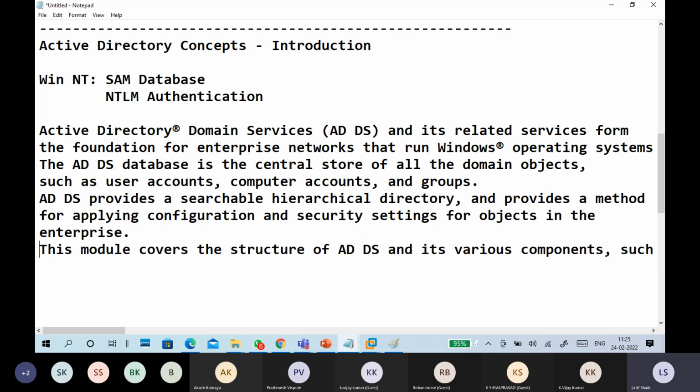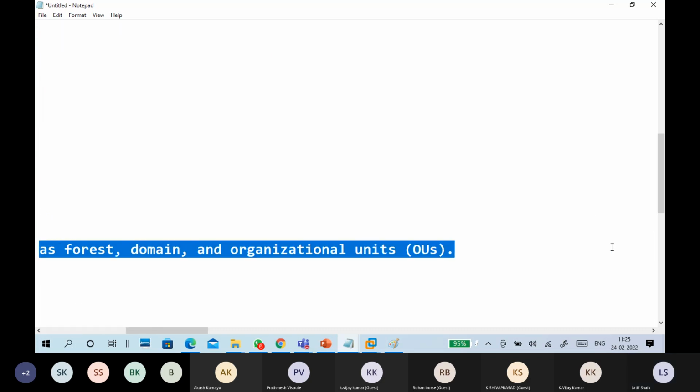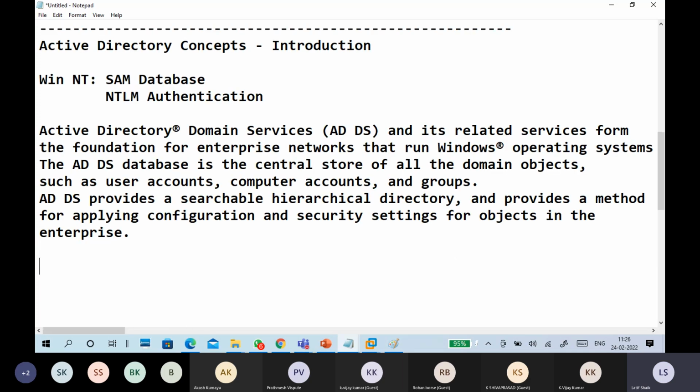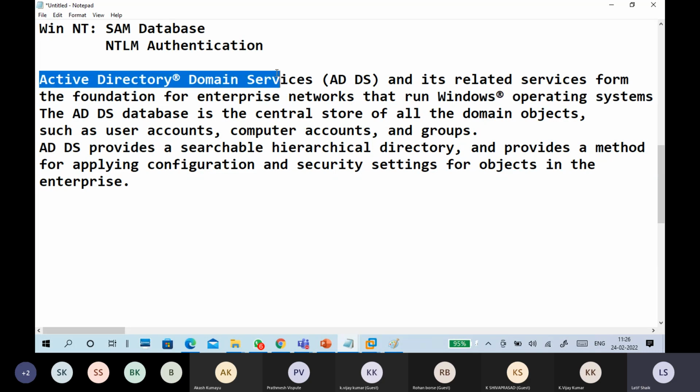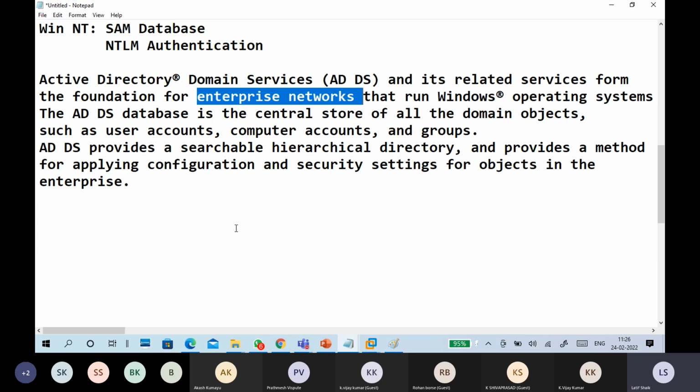Next, this is not required. This is your basic idea of Active Directory. It belongs to Windows Server, the Windows operating system. We use Active Directory Domain Services in enterprise networks only, not in your home network where you have 2-3 members. You don't require centralized authentication for that.